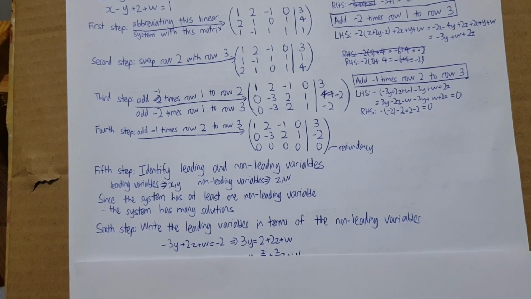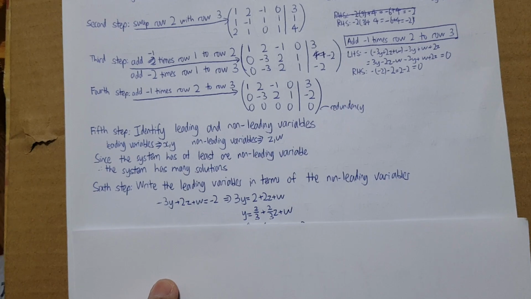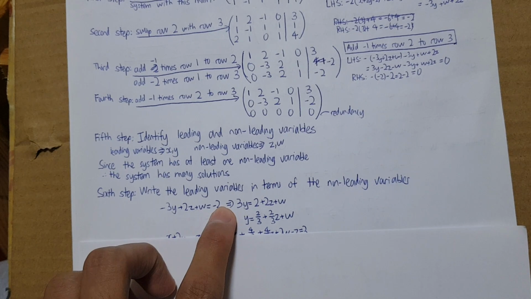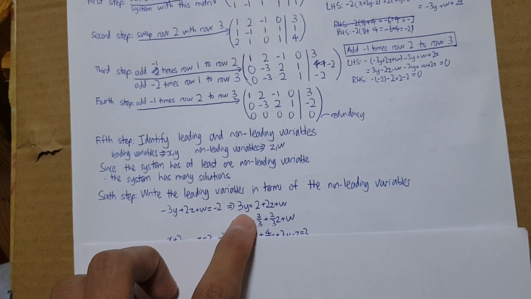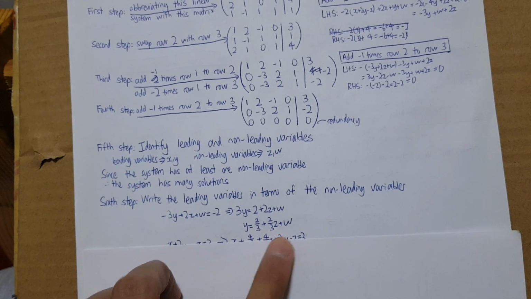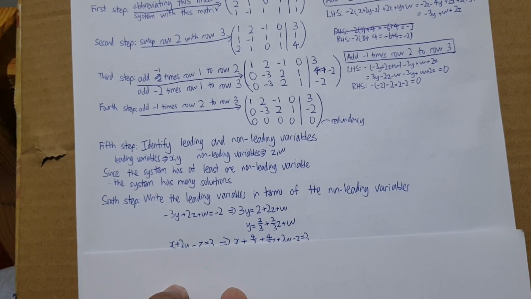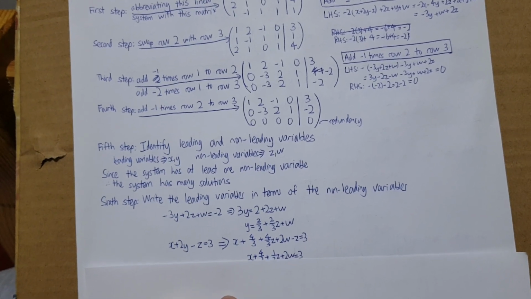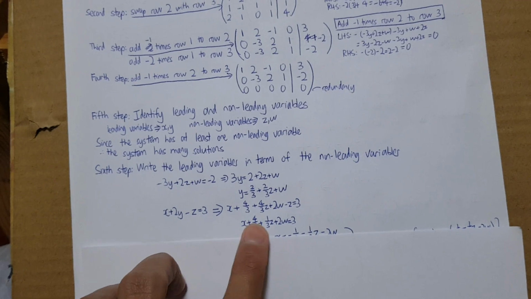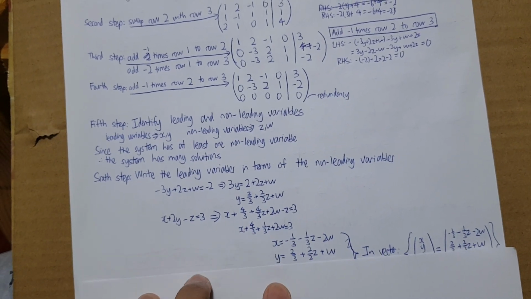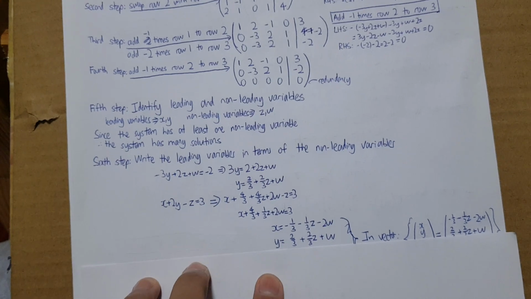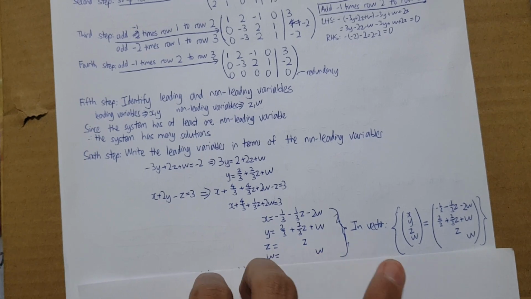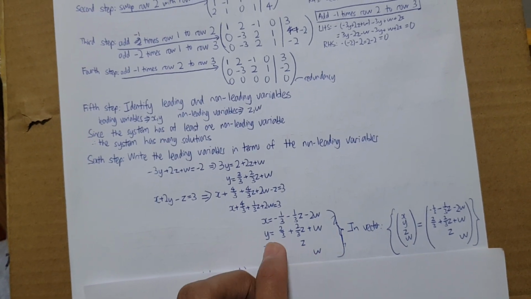Hence now we write the leading variables in terms of the non-leading variables. So from the second row we got this. So now we express y in terms of z and w. We get this, which is y equals 2 over 3 plus 2 over 3 z plus w. And for the first row we get this. So we express x in terms of z and w. We get this. So now we write x, y, z, w again. And in vector form, we get this, which is just direct from this.